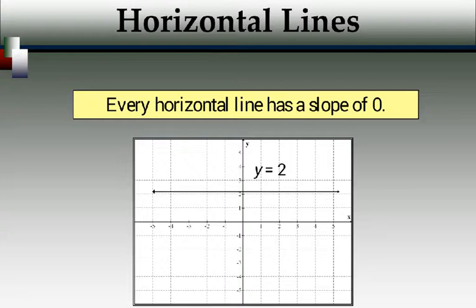Okay, like in the last section, we learned about horizontal lines and vertical lines. A horizontal line always has the slope of 0. So for example, this equation right here, we have y equals 2. And that's just going to be a horizontal line, no slope at all, at y equals 2. And there you go.